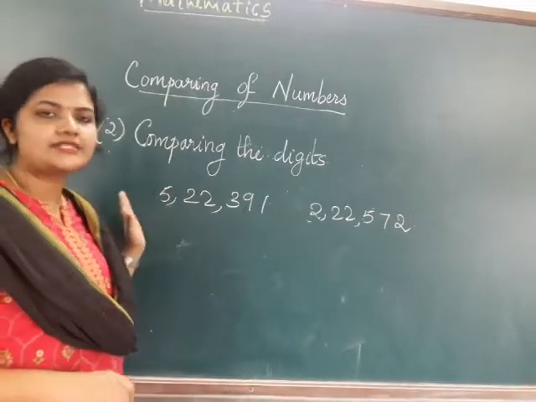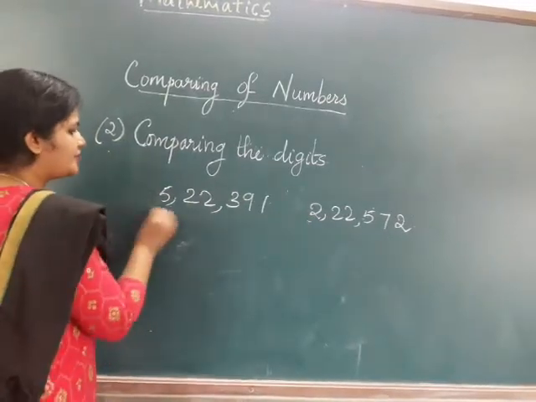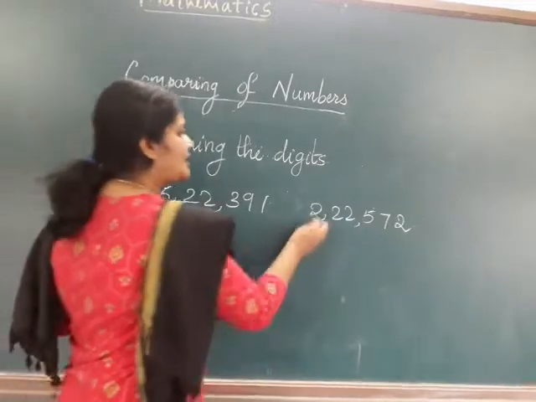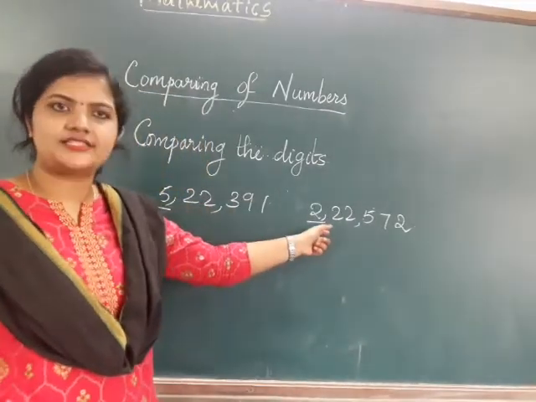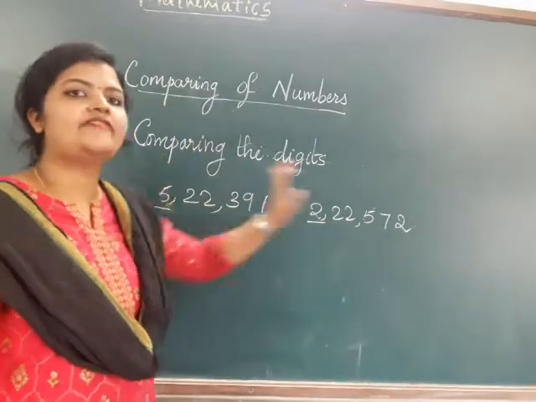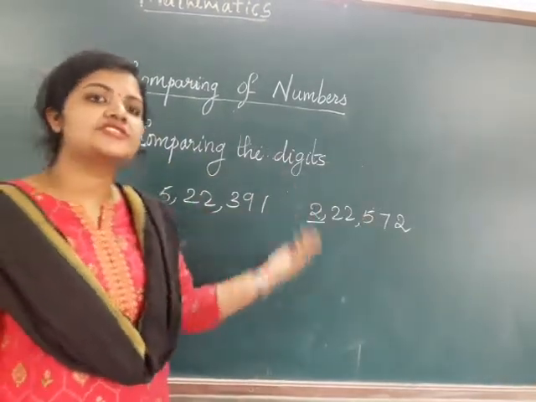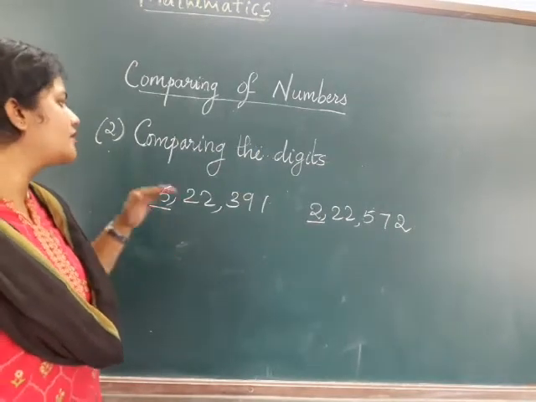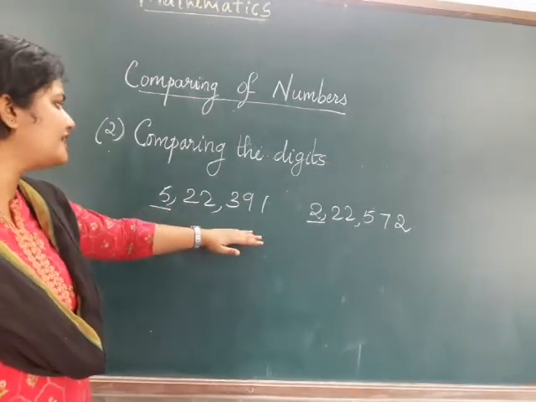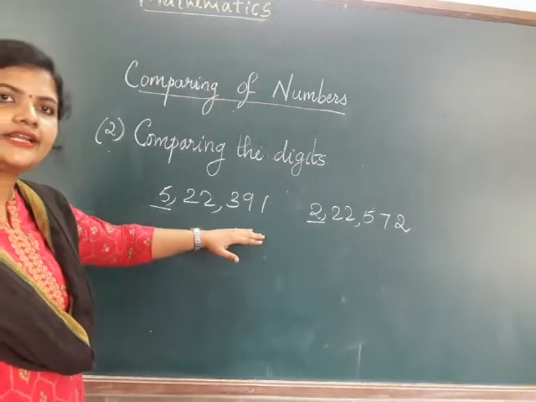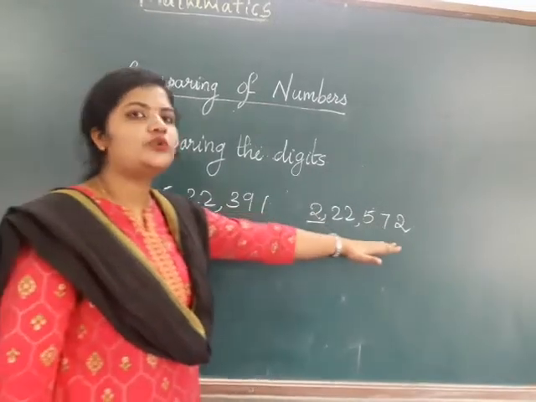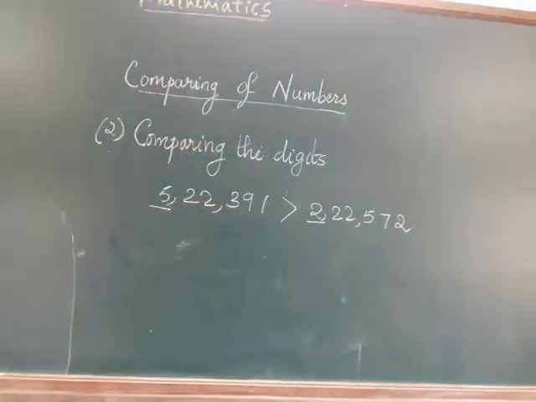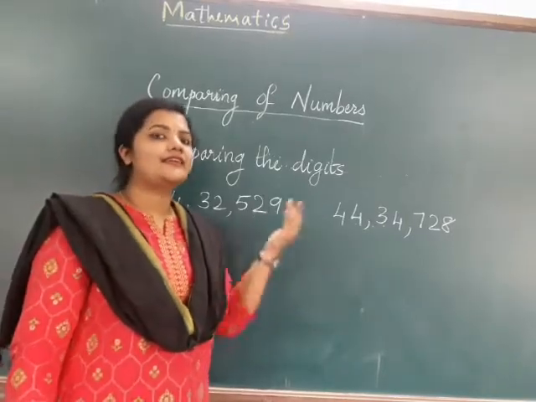Starting from the left hand side, which is the first digit? Here in this number 5 is the first digit and in the other number 2 is the first digit. So first you compare 5 and 2. Which is the greatest? You know that 5 is the greatest. So 5,22,391 will be greater than 2,22,572.